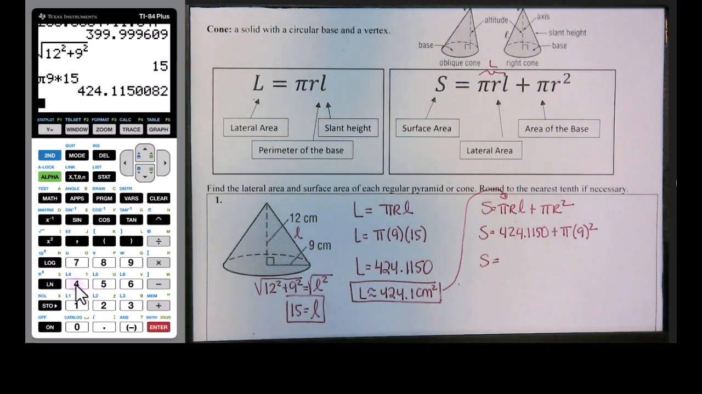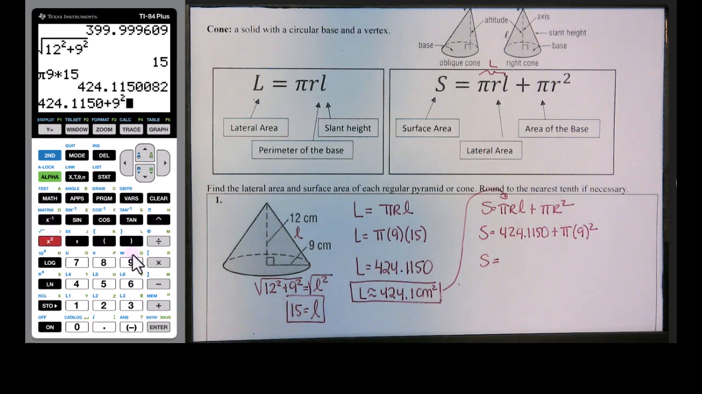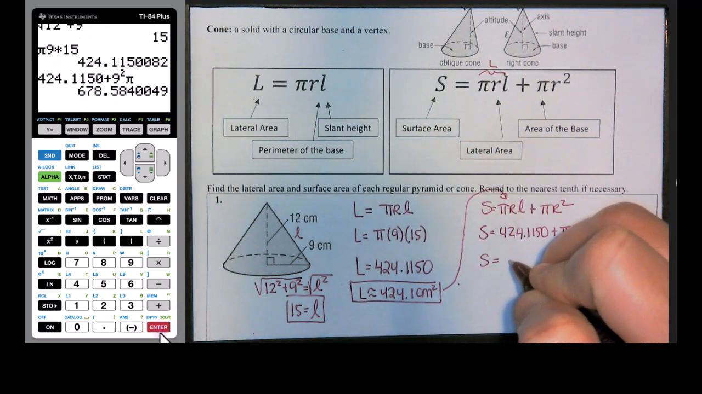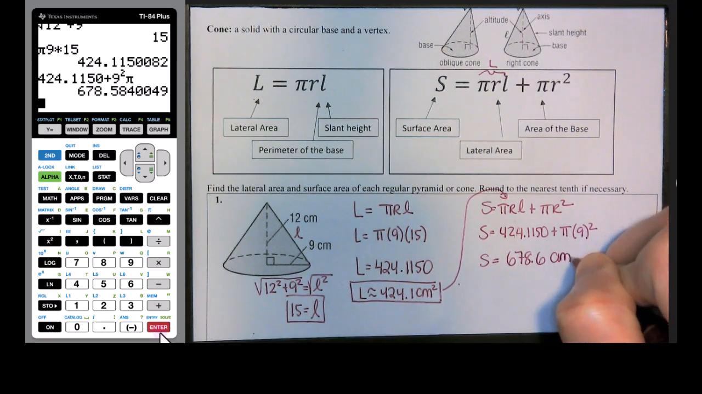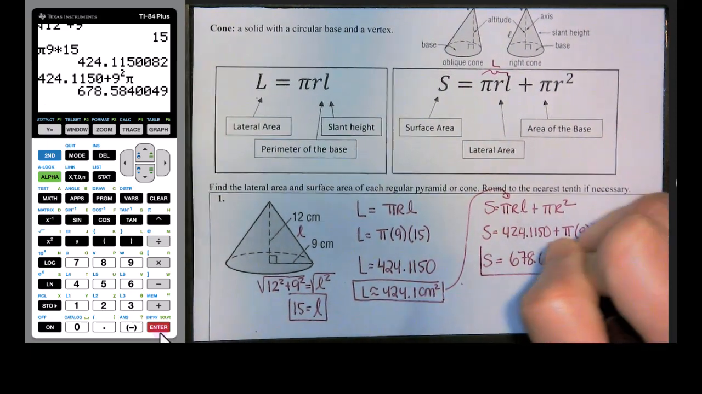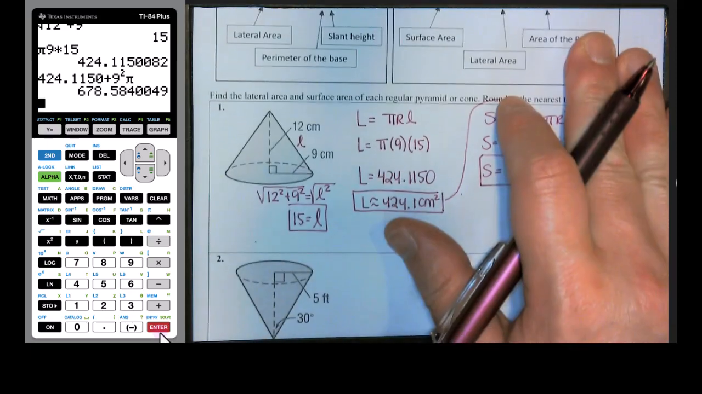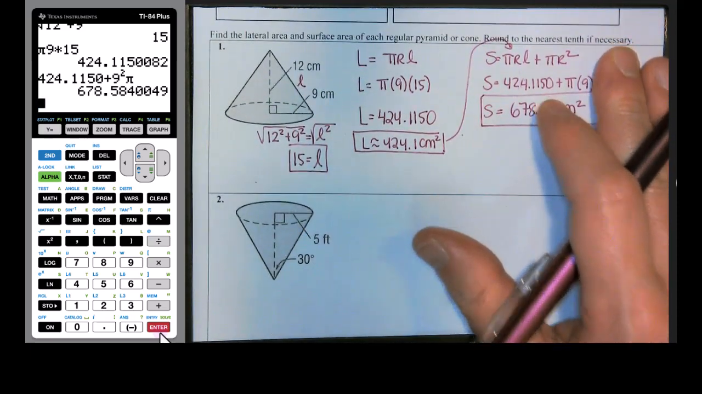424.1150 plus 9 squared times pi, and we press it in. And we got 678.6 centimeters squared. And there we go. We got the lateral area and the surface area for this cone. Very good. Let's go on to the next one.